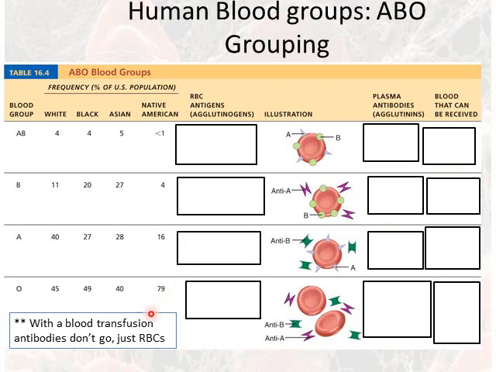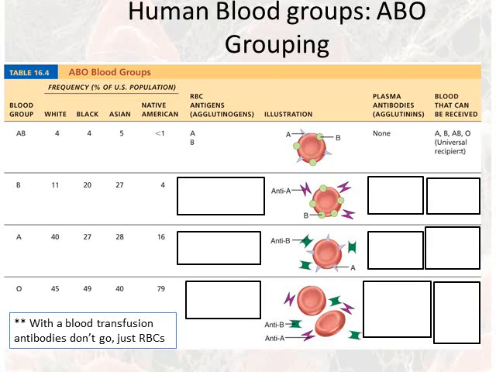One thing to know here is that when someone gets a blood transfusion, the antibodies don't go over, just the red blood cells. So someone who is AB blood, that means they have both A and B antigens, as shown here. So that would mean they have no antibodies, because they don't have antibodies against either one. So that means they can take any blood. They're the universal recipient.